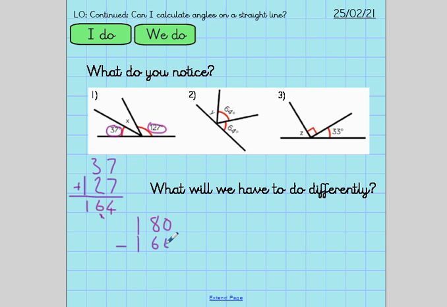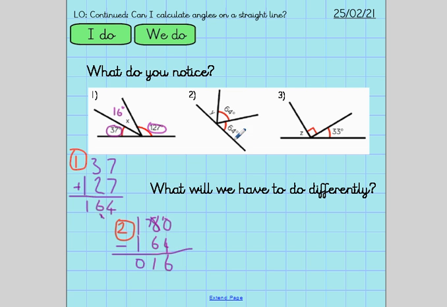Okay, so exactly the same method, but we've just had to put an additional step in there, haven't we? Okay, so we're going to work out our calculation here. So I know now that that missing angle in here is 16 degrees. Okay, so we've not used anything different, but we've just added an extra step. We've just had to do a little bit of maths to find out exactly what we needed.